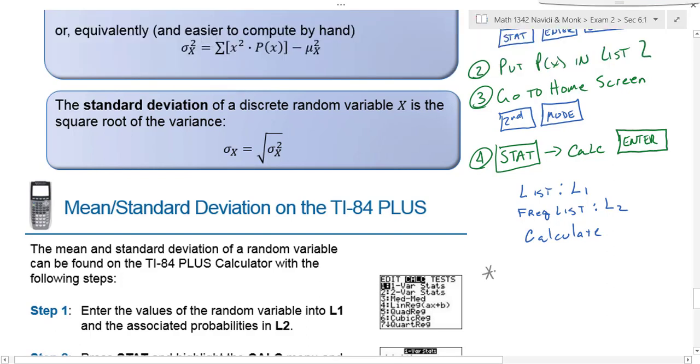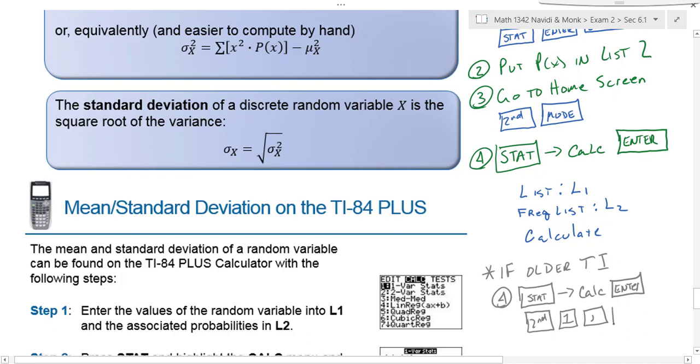If you have the older TI calculator, the older operating system, this will be your step 4. It's going to look exactly the same, but then you've got to do something different. You're going to have to do stat, calc, enter, and that's going to pop the one variable stats up on your home screen. Then you're going to have to hit second 1, comma, second 2. What this puts on your home screen is list 1, comma, list 2. Then you hit enter and it'll give you everything else.